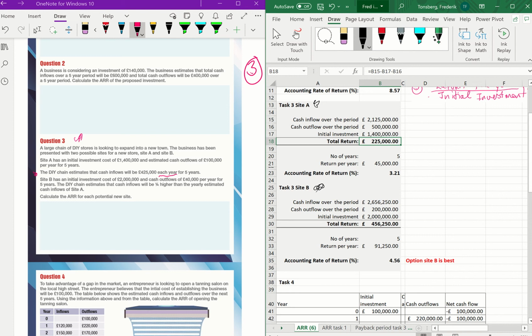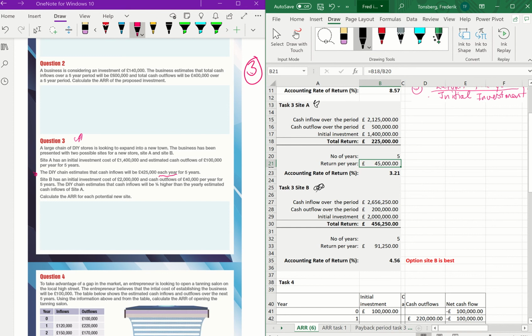But with this ratio here, we want to know on average, what do we get per year? What is it per year? And so we can calculate that down here simply by saying total return per year divided by, you can't really see it here, but divided by that 5 over 5 years. So 225,000 divided by 5. And that gives us a return per year of £45,000.